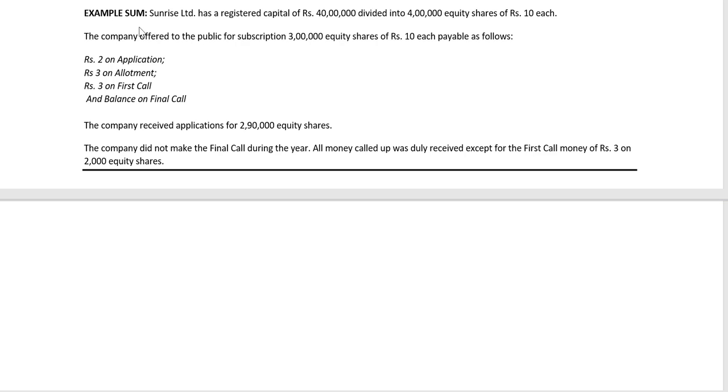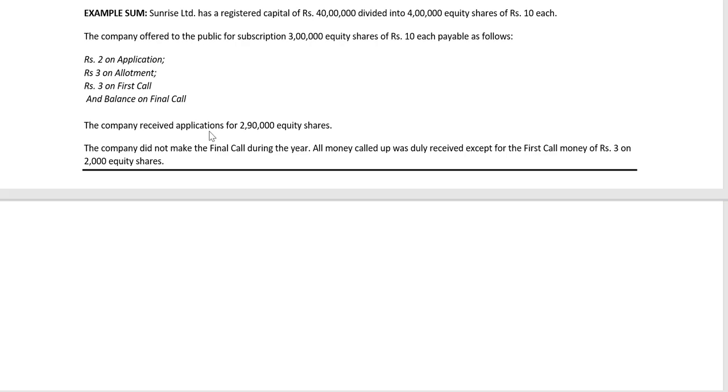Example sum: Sunrise Limited has a registered capital of rupees 40 lakh divided into 4 lakh equity shares of rupees 10 each. The company offered to the public for subscription 3 lakh equity shares of rupees 10 each, payable as follows: rupees 2 on application, rupees 3 on allotment, rupees 3 on first call, and balance on the final call.